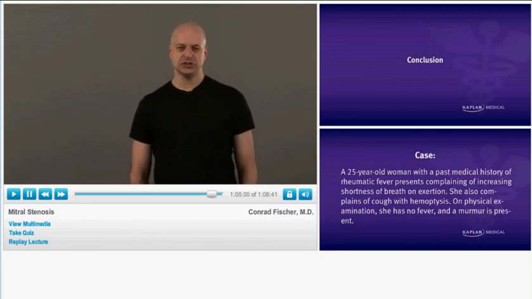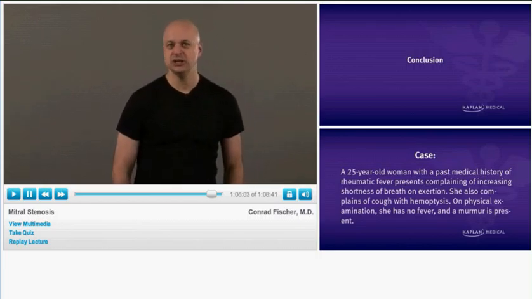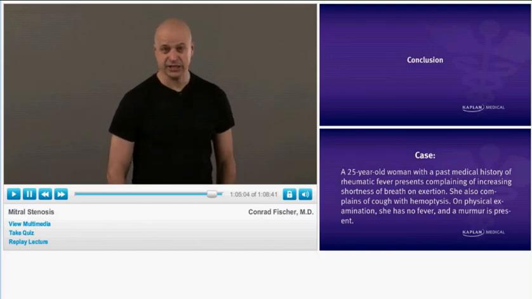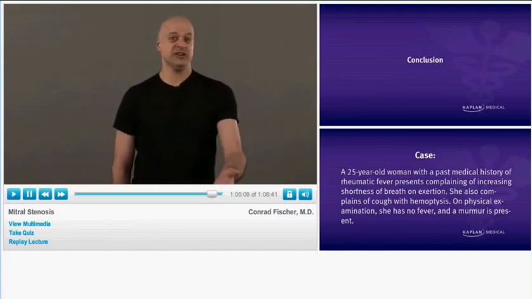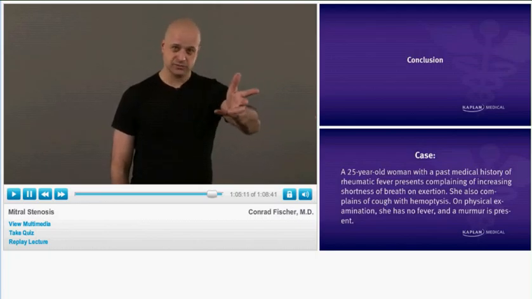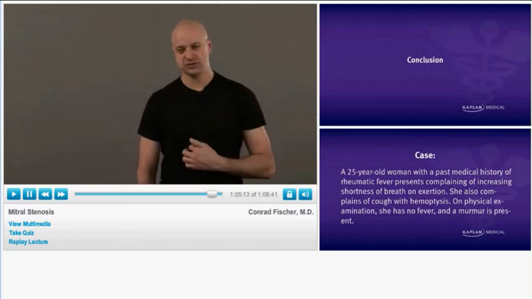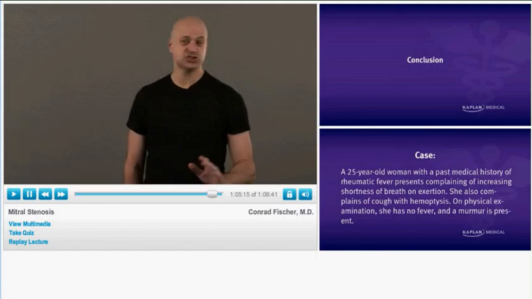Now, this case also shows some interesting things on EKG and particularly on chest x-ray. The EKG has AFib. It's not very unique; AFib is just most commonly caused by mitral stenosis. Now, that chest x-ray is super unique.